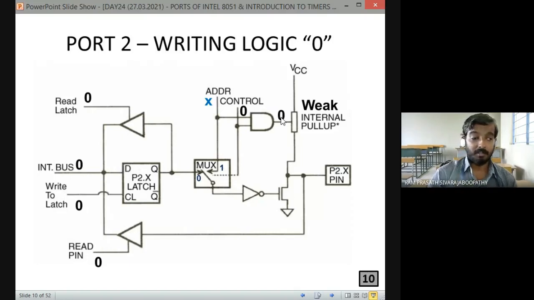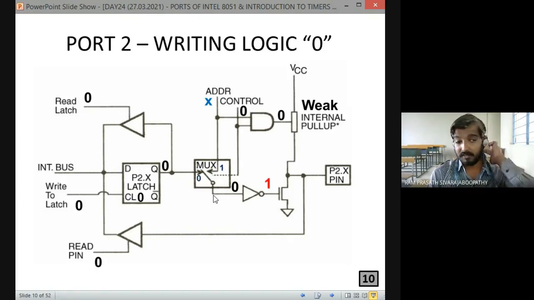Okay. Now coming to this, we are writing logic 0 here. The write to latch signal is enabled. It goes and gets stored in the latch. So at Q we will have logic 0. It is given to the NOT gate. Yes, the output of the NOT gate is going to be 1. What about the condition of the lower FET now? Yes, on. So it behaves as a closed path, connected to 0. Even though we have a weak internal pull-up, as this transistor turns on, it is directly connected to ground ideally. That means logic 0 will be available.